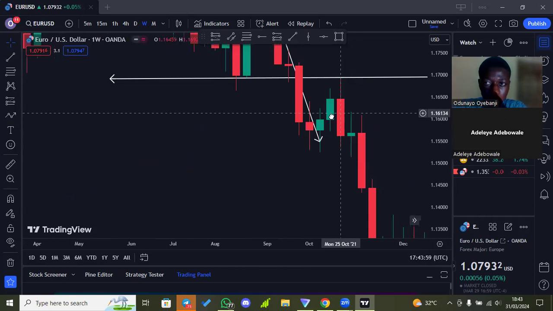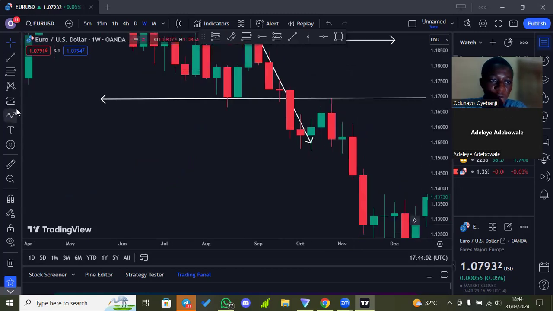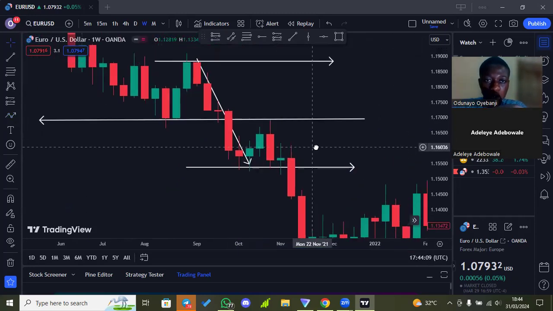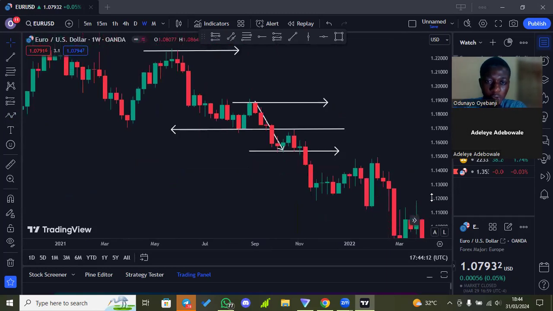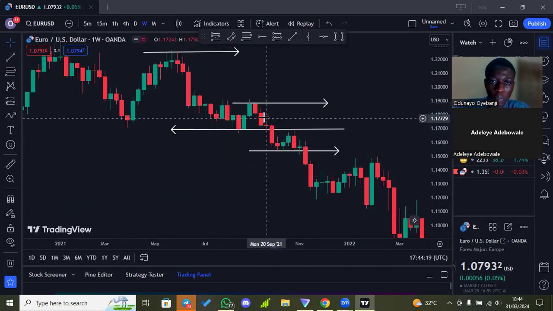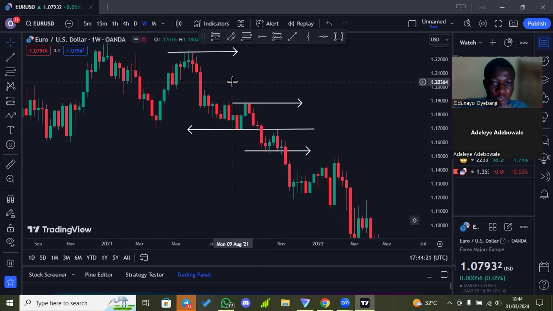So now what do you notice? The market just formed a new low, which is lower than the previous low. This is the property of a downtrending market. Do you understand it now? Okay.